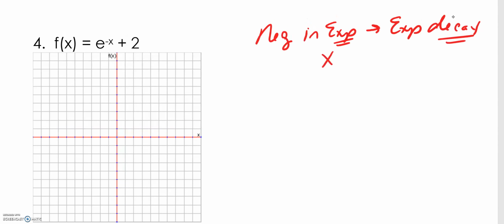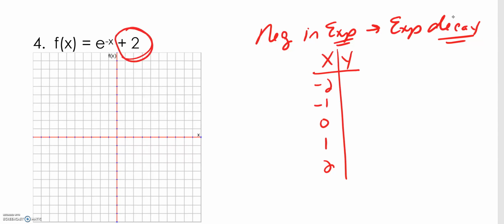So I'm going to make my table. -2, -1, 0, 1, 2. And plug it in the calculator. Make sure when you put it in the calculator, you move over so that your cursor hops back down and do the +2. Now this +2, it's going to take our graph and shift it up 2 units. It shifts it up 2 units.